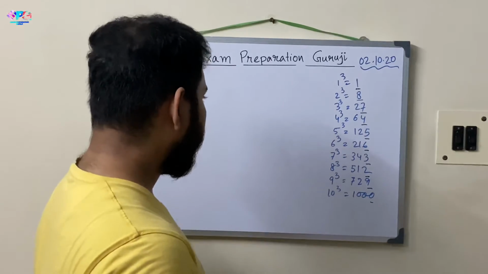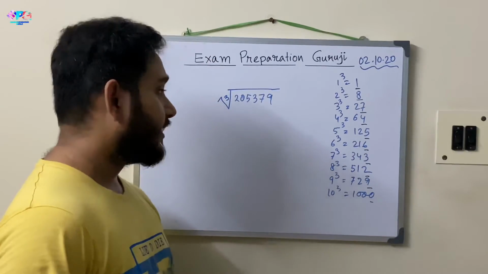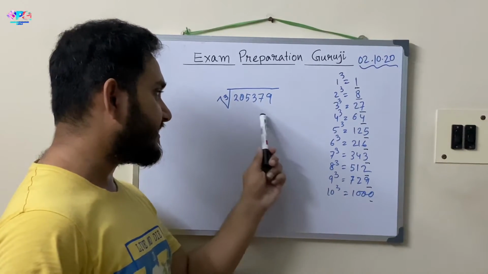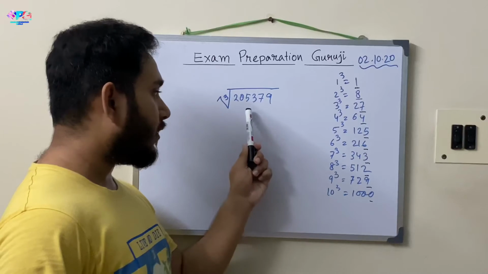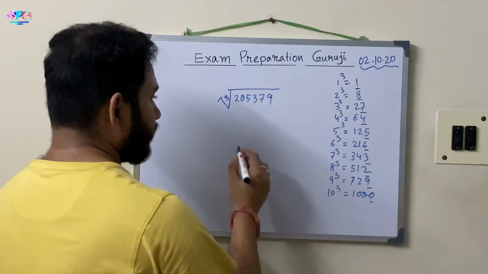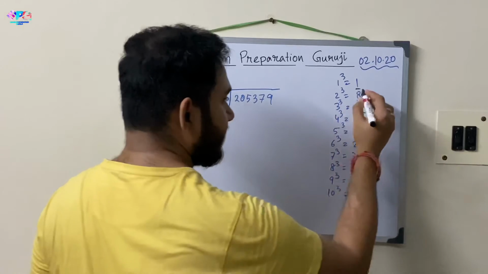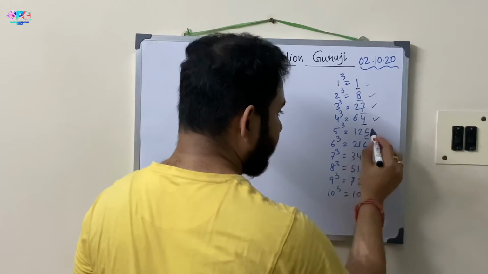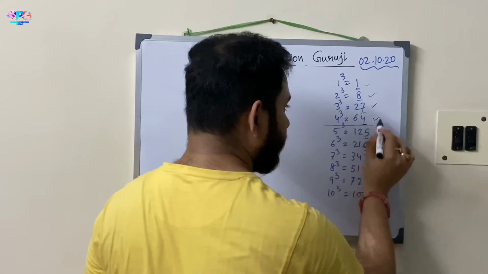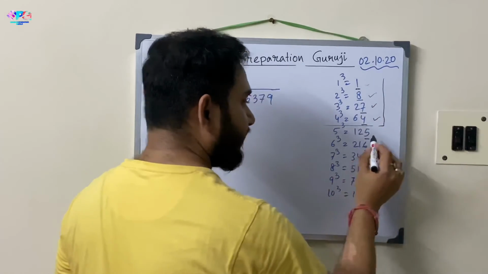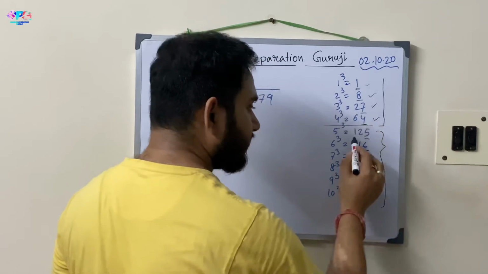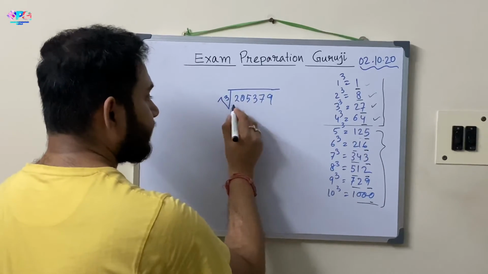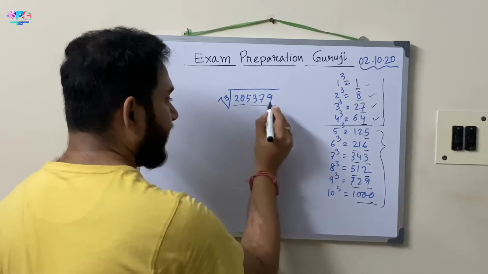Okay, let's see. I'm taking one example. This is 205379. This is one perfect cube number. We can see 1 cube, 2 cube, 3 cube, 4 cube, up to 4 cube these are 2 digits. From 5 cube we can see those are 3 digits only. So we can break these numbers in 2 parts, 3 digits and 3 digits.